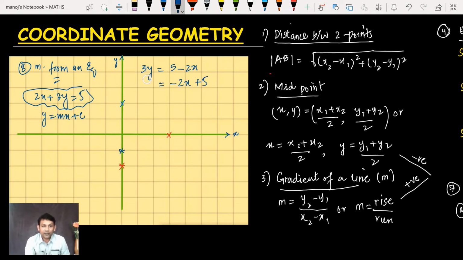And this 3 will divide on the right hand side, so it divides both the numbers. So what you can observe now, what is m? m is coming minus 2 upon 3. Please be careful. This is very important. This is how we can find the gradient from the straight line.